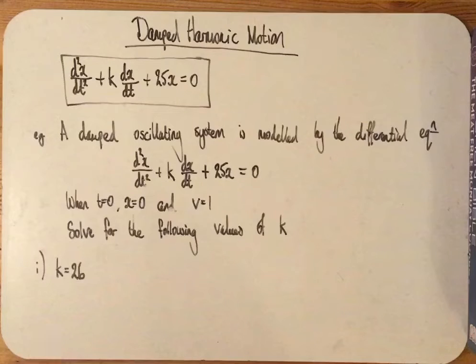The motion will slow down over time and the amplitude will decrease at a varying rate depending on the type of damped harmonic motion, which I'll talk through in the next few examples.